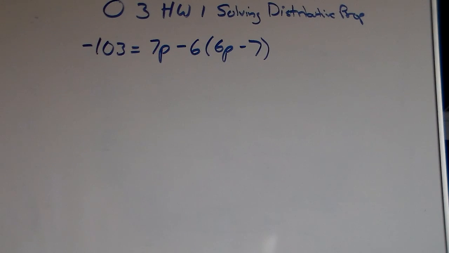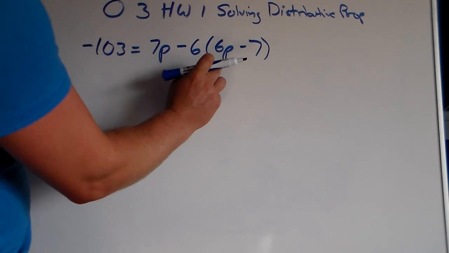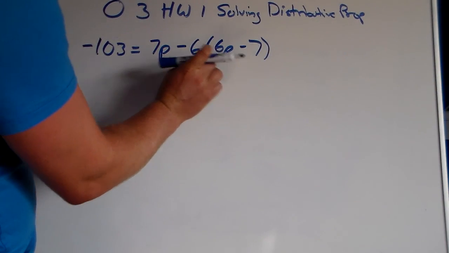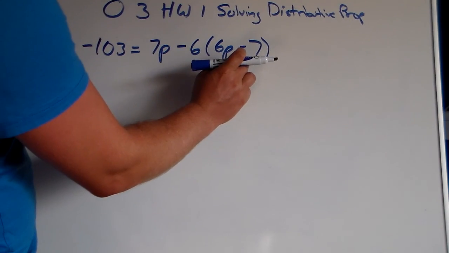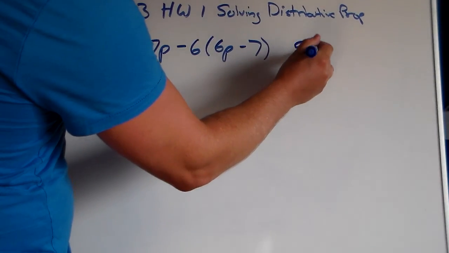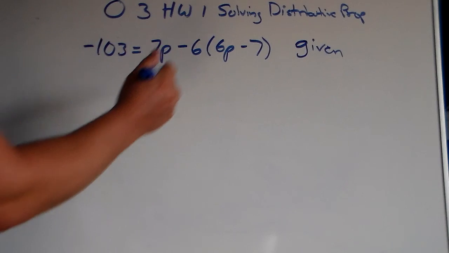Alright, this is problem number 3. We have negative 103 equals 7p minus 6 times 6p minus 7. In this problem, we first have to distribute this negative 6 to both terms inside the parentheses. So the negative 6 has to be multiplied to the 6p, and the negative 6 has to be multiplied to the negative 7. This is given to us. So that's what we're going to do first.